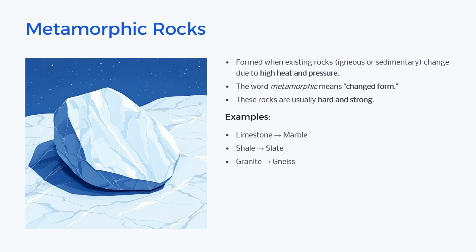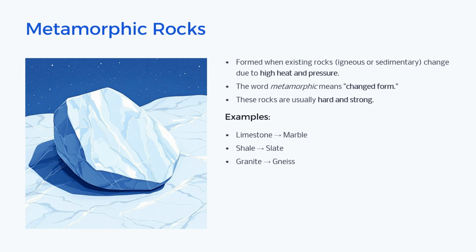So metamorphic rocks are formed when existing rocks, that is igneous and sedimentary rocks, change due to high heat and pressure. These rocks are usually very hard and very strong. Let us take one example, limestone. Limestone is changed by heat and pressure and converted into marble. And these marbles are used to make beautiful monuments, for example, the Taj Mahal.